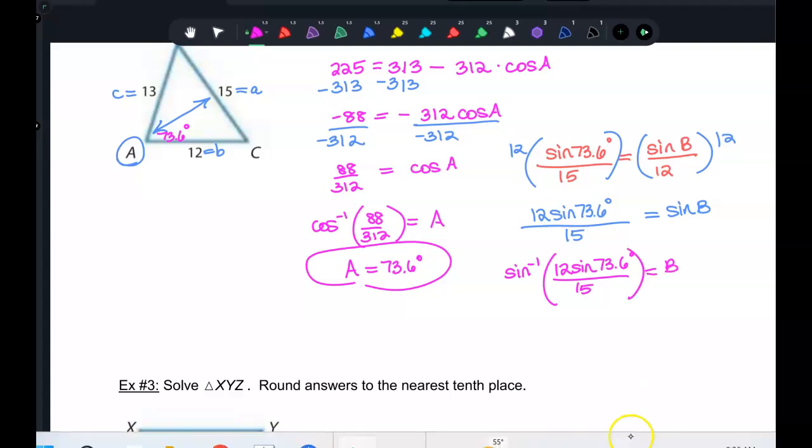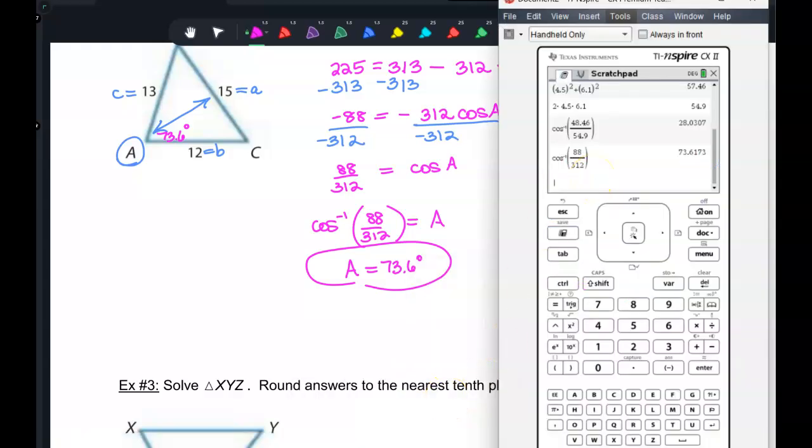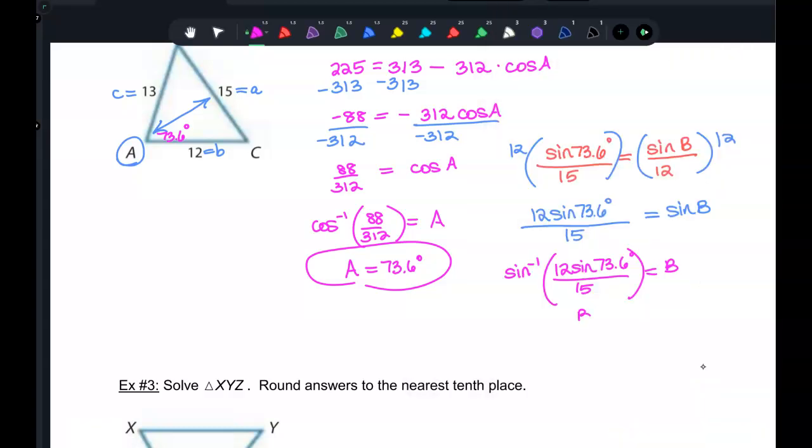Now we want to be really careful when we plug this in. In the previous lesson, I had noticed some of you were getting incorrect answers because of how we were typing it into the calculator. So we're going to do sine inverse. Now I'm going to make a division sign, so I'm going to do fraction. So I have 12 times sine of 73.6 over 15. I want that whole thing over 15. So I get 50.1. So that's going to be angle B.